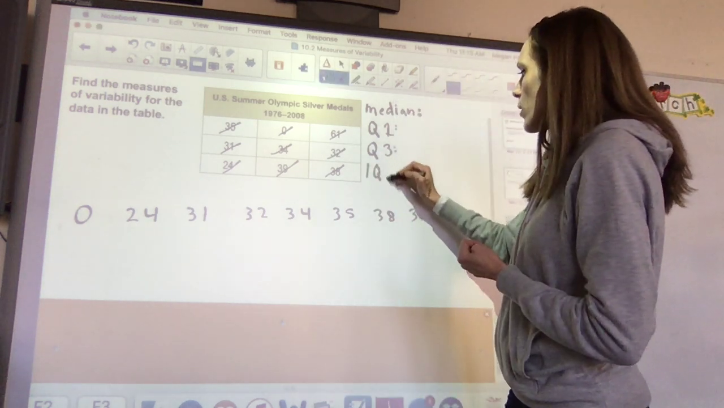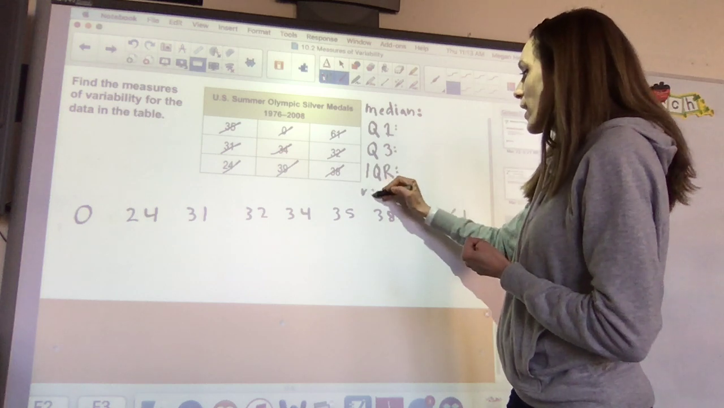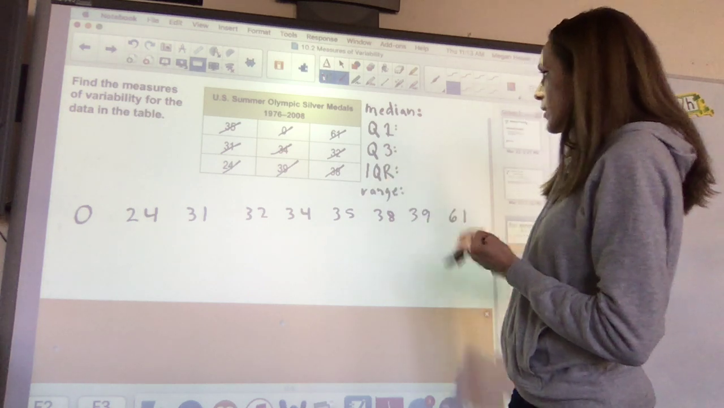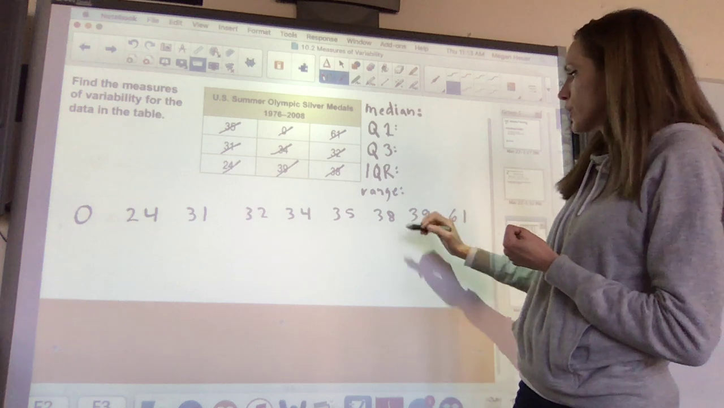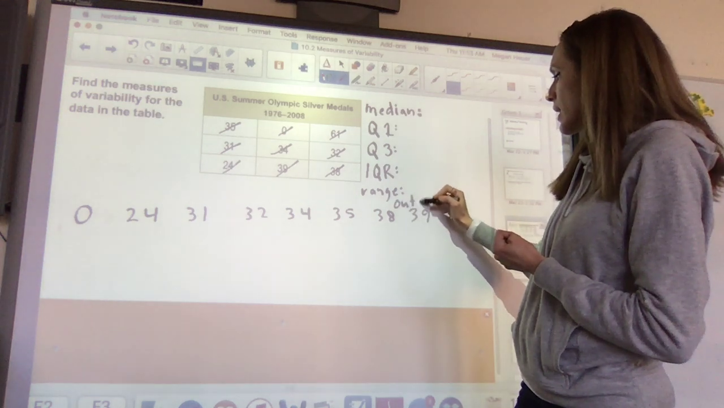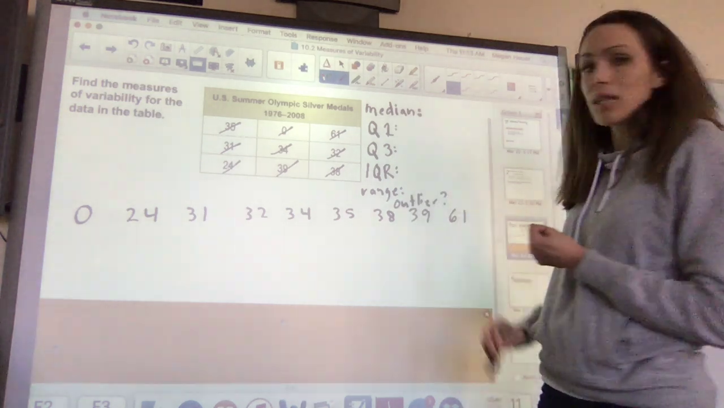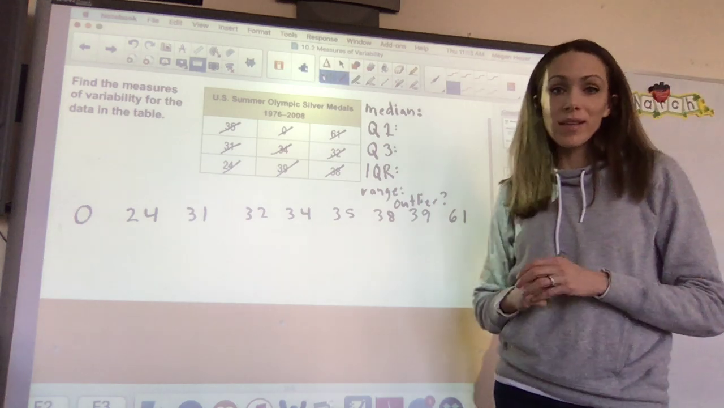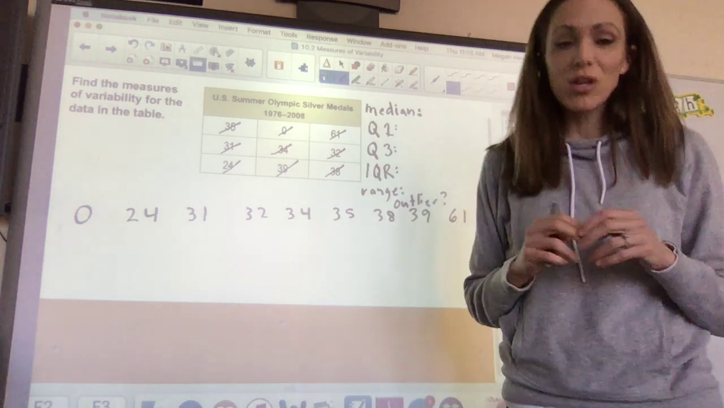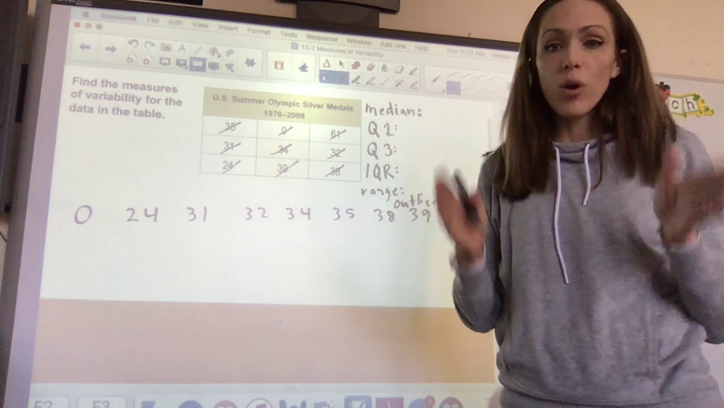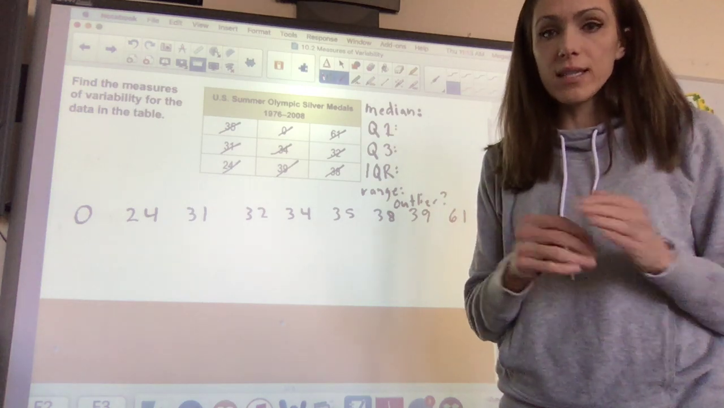So the IQR. Then we're going to find the range, and oh my goodness, I almost forgot something, but it's really important. We're going to see if there is an outlier, and there's actually a formula for that. So like I said, this is going to be a longer lesson, but you're not going to have homework to do with this today.